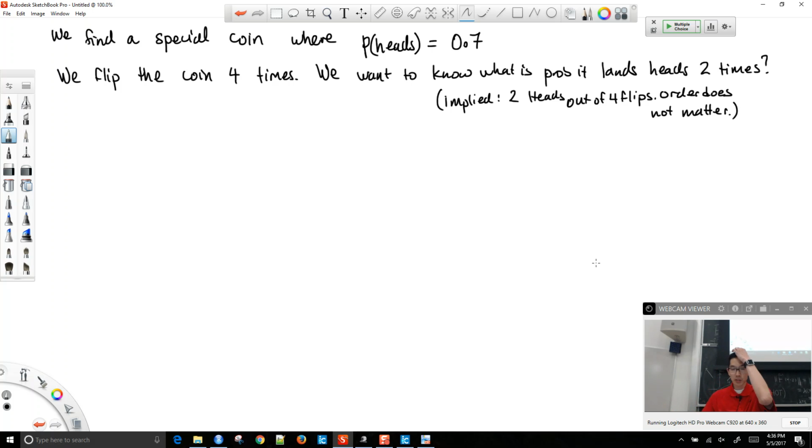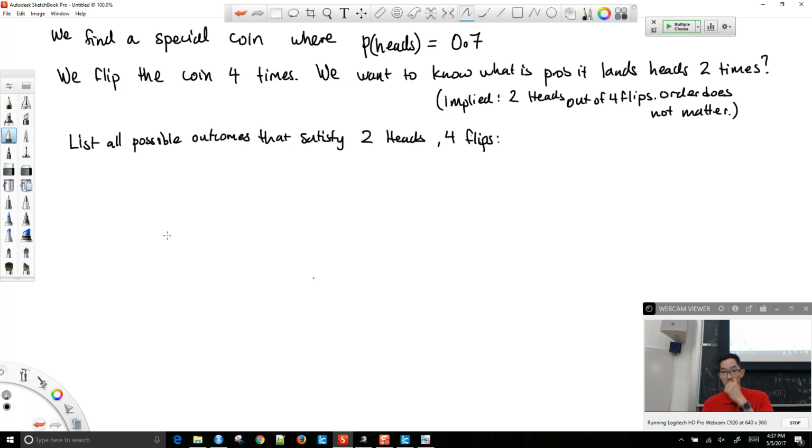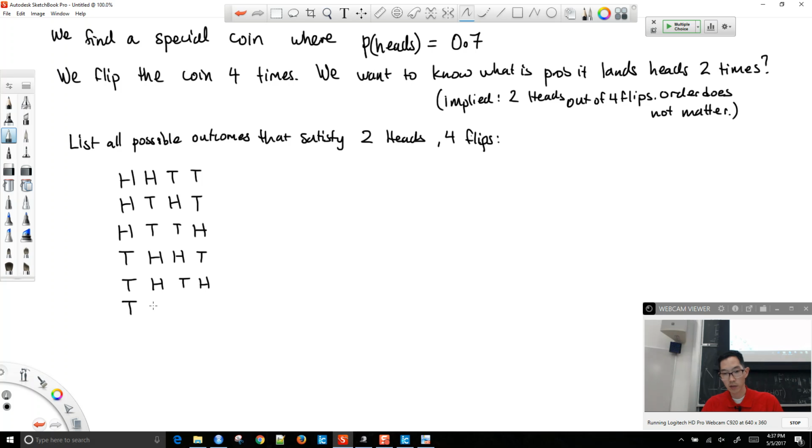Okay, so let's just list this off. We're going to list all possible outcomes that satisfy this thing: 2 heads, 4 flips. One possible outcome is heads, heads, tails, tails. Another possibility is heads, tails, heads, tails. Then I can get heads, tails, tails, heads. Now I can get tails, heads, heads, tails, then tails, heads, tails, heads, and finally tails, tails, heads, heads. Okay, and I'm pretty sure that's all of them.